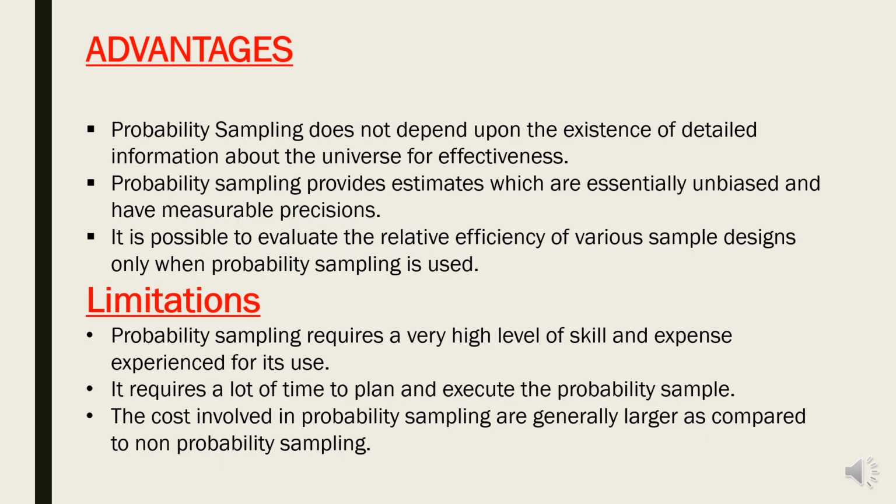Advantages of probability sampling. Probability sampling does not depend upon the existence of detailed information about the universe and its effectiveness. Probability sampling provides estimates which are essentially unbiased and have measurable precision. It is possible to evaluate the relative efficiency of various sample designs only when probability sampling is used.